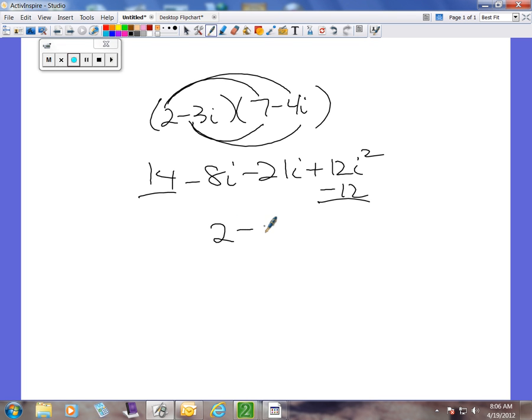2 minus 29i. 1 bonus point. We don't need to do another of those, do we? Turn the page over. Now we're going to do division.